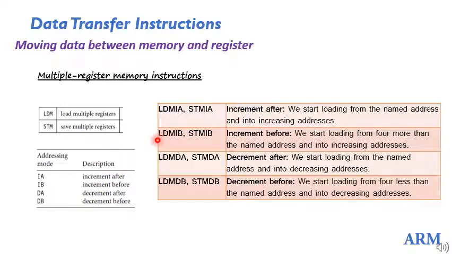Whereas in case of IB, that is LDM IB and STM IB, the IB stands for increment before. So whatever address for the memory location is specified in the instruction, first 4 is added to that address. So that is the meaning of increment before. Before the memory access starts, loading or storing, first you need to increment the given address by 4, and from that location 4 bytes ahead the loading or storing, that is transfer of data, will start.